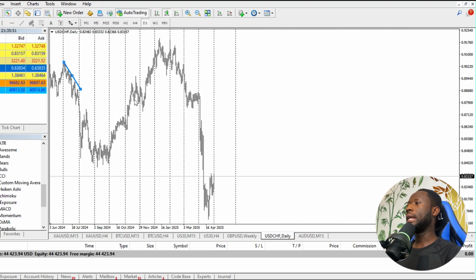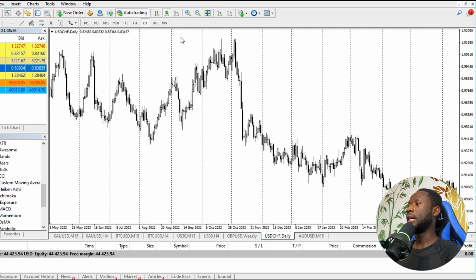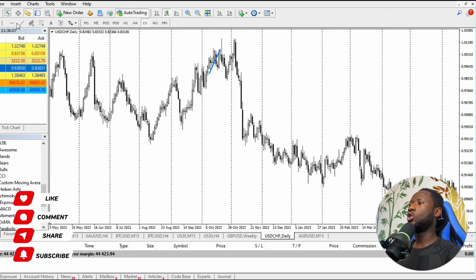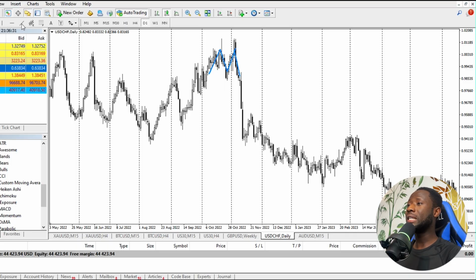Let's go to the daily and see what we can find. Interesting. Double top, you see, up, down. Isn't this what we found in the Australian USD, right? So why are these patterns showing themselves over and over? Because you need to understand that the market is run by human beings, and humans' emotions and reactions are repetitive. That is why we tend to see these actions over and over and over.